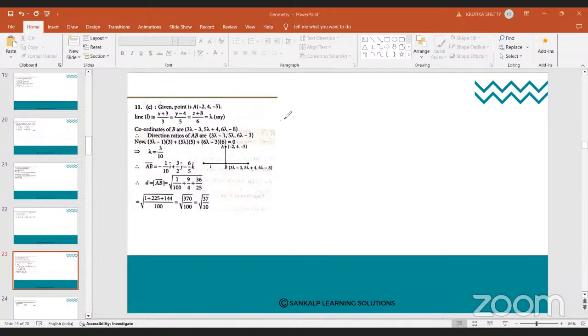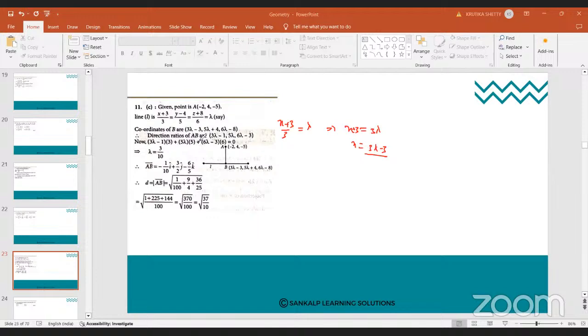Okay, any arbitrary point. So see, what we are doing is (x plus 3) upon 3 is equal to lambda. On simplifying, we get x is equal to 3 into lambda plus 3, or x will be equal to 3 lambda minus 3. Okay, so similarly we do it for y and z. We get 5 lambda plus 4 and 6 lambda minus 8.